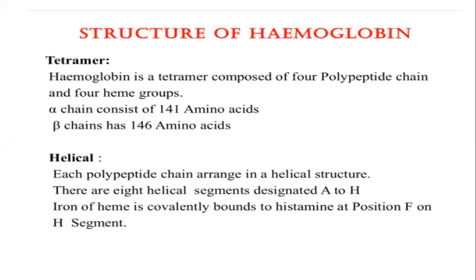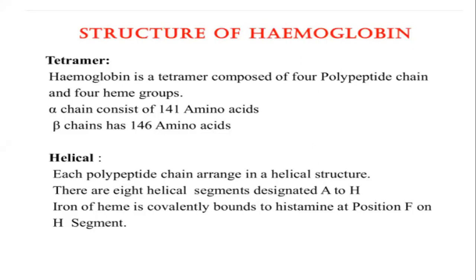It will have 2 alpha chains and 2 beta chains. Each of the alpha chains is 141 amino acids, and each beta chain, as I did mention, is 146 amino acids. These tetramers appear in a helical format. So each polypeptide has this helical structure, and each helical structure is composed of segments, designated A to H. So there are 8 helical segments in each of the polypeptide chains.